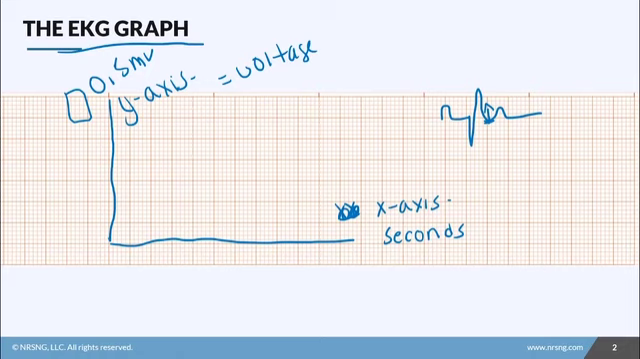So let's break that down a little further. If you can see on this horizontal line, we have large boxes that go from here to here. And inside the large boxes, we have a bunch of tiny little boxes. One large box is 0.20 seconds. These tiny little boxes are 0.04 seconds. So let's go to the next slide and break these boxes down a little further.